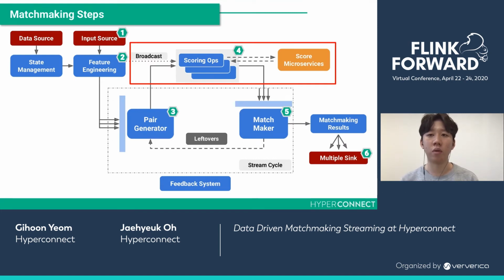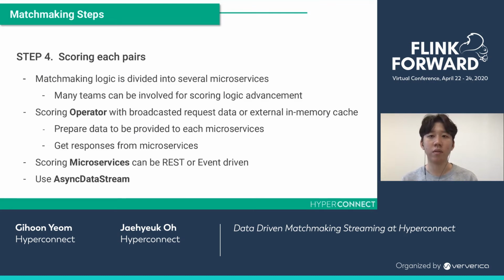Next, perform the actual pair score operations. Matchmaking logic is divided into external microservices because there are several teams working on it. And there are various scoring microservices. Some scoring services are rule-based microservices that determine hard constraints and others are common runners.